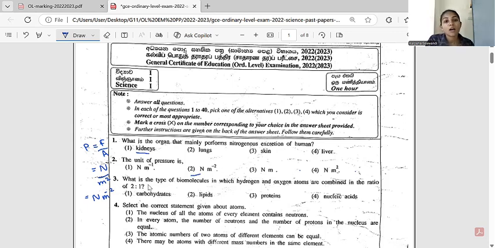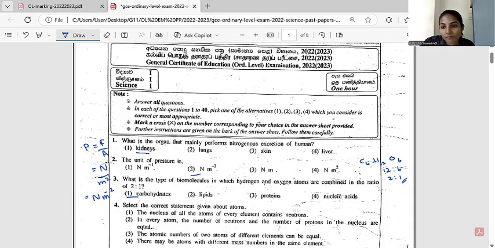Answer is the second one. What is the type of biomolecule in which hydrogen and oxygen atoms are combined in ratio 2:1? At a glance, you should be able to identify the answer. That's the carbohydrate. So we can confirm it by C6H12O6. This is the chemical formula for glucose. Then here, the hydrogen to oxygen ratio is 12 to 6. So finally, we get 2:1. So the answer is carbohydrate.